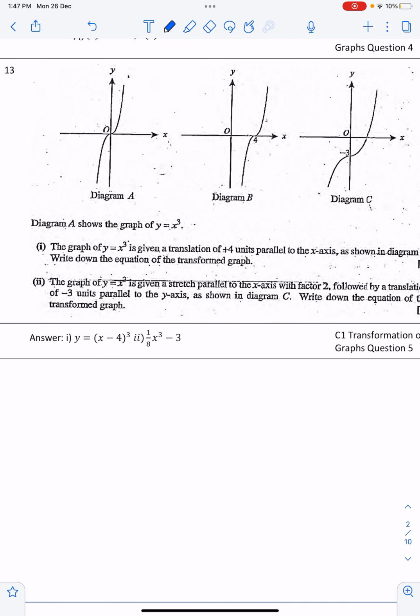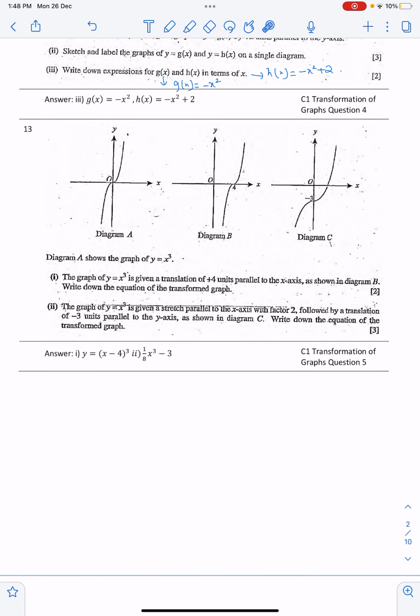We can see the graph of a cubic equation. The diagram shows the graph of y equals x cube. The graph of y equals x cube is given a translation of 4 units parallel to the x axis, as shown in diagram B. The whole graph has shifted 4 units to the right. Write down the equation of the translated graph. Since you are shifting it to the right, x minus 4 the whole cube will be the equation.